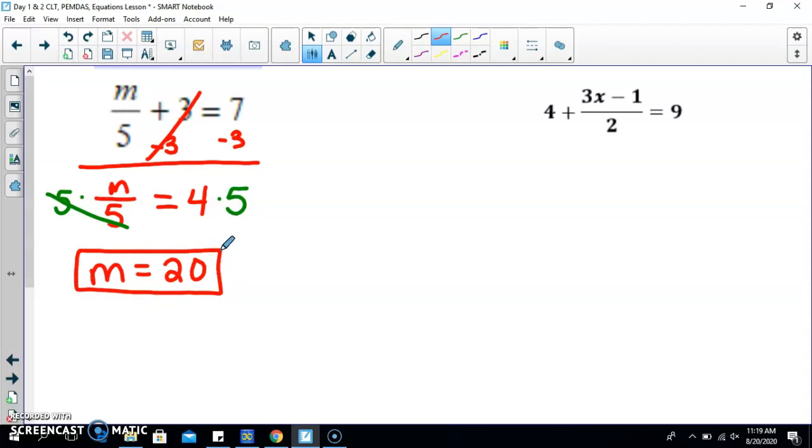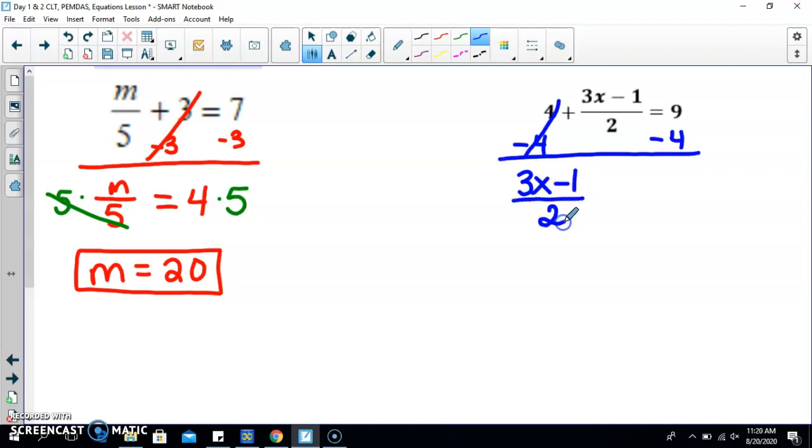Now, over here on the right-hand side, again, we have a constant first that we need to get rid of, which would be the plus 4. To get rid of a positive 4, we're going to make it a negative 4. 4 minus 4 is 0. I'm left with 3x minus 1 over 2 is equal to 5.